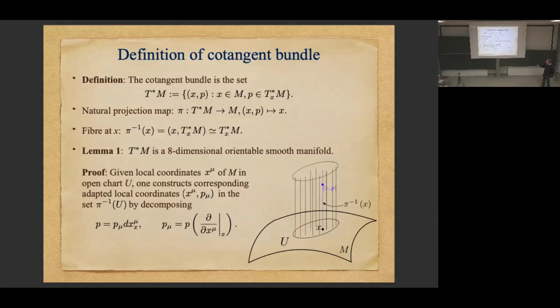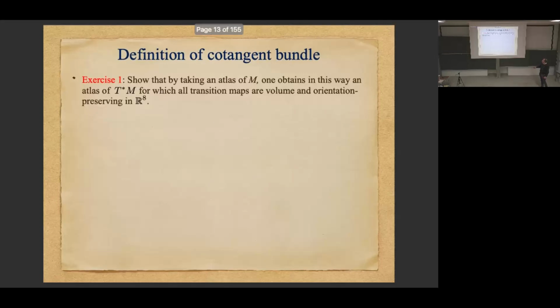So the idea is very simple. You take a coordinate chart on M, where you have local coordinates x mu. And then if you take a covector here, you just decompose it into dx mu, which will be the associated basis on the cotangent space. And p mu you can actually compute by evaluating p at d by dx mu. So x mu, p mu gives you local coordinates on this tube here, so on pi minus 1 of U.